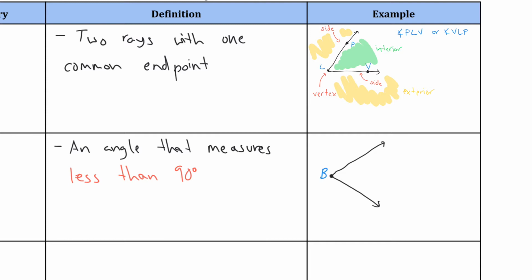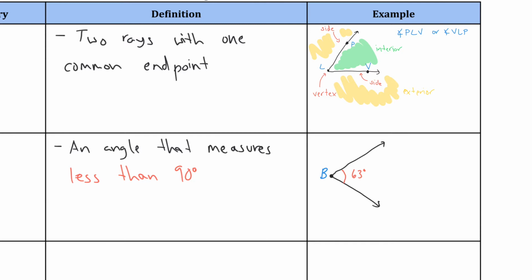Okay, now how do we know that this angle is an acute angle? Well, most likely it will be marked for us and they will tell us how much it measures. So in this case, this angle measures 63 degrees. And because 63 is less than 90, this is how we know it's an acute angle. So angles like 81 degrees, 45 degrees, 32 degrees, anything less than 90 degrees is considered to be an acute angle.